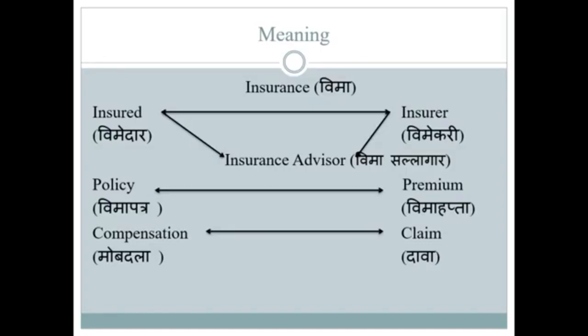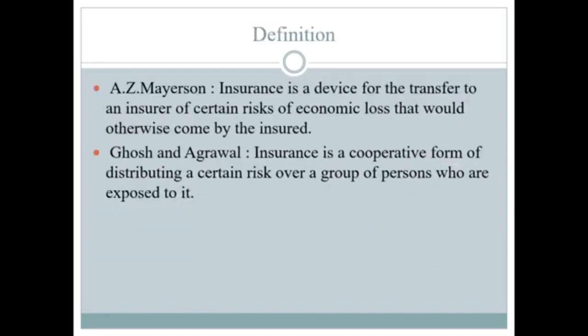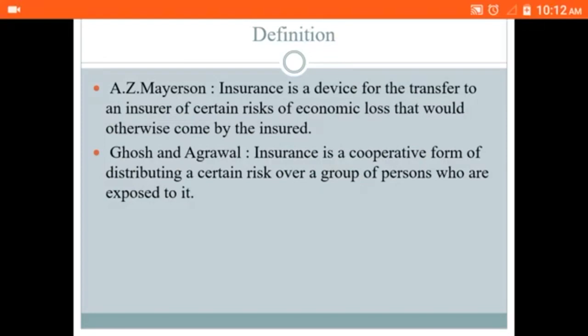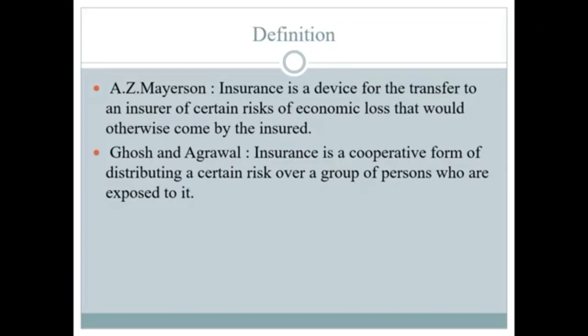Okay, now let's see certain definitions of insurance. Some of the thinkers, they have defined insurance in different ways. The first thinker, A.Z. Meyerson, how they have defined insurance. Insurance is a device for the transfer to an insurer of certain risk of economic loss that would otherwise come by the insured. Okay, Ghosh and Agarwal, how they have defined insurance.